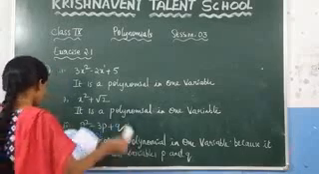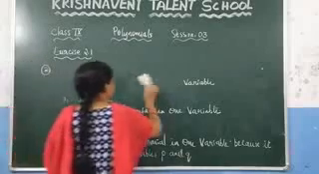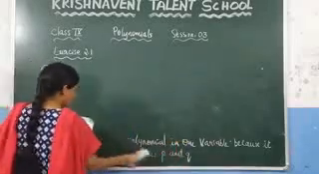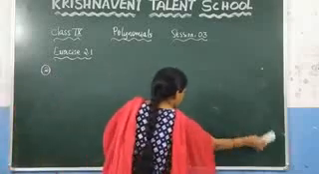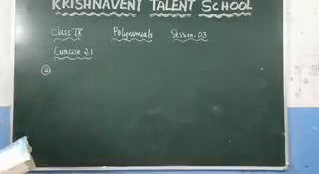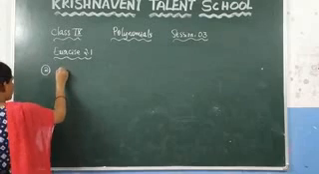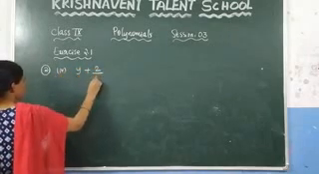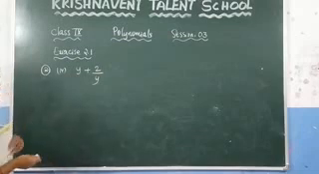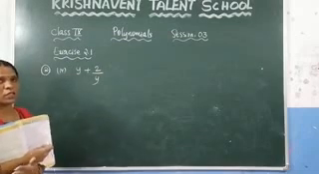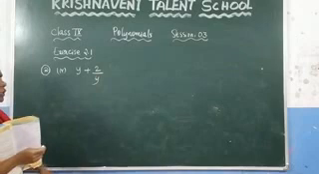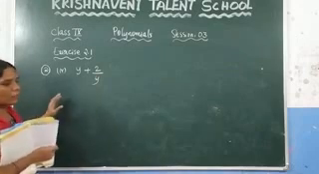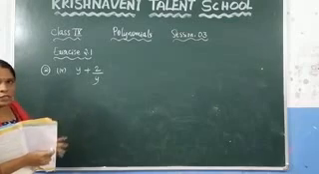Now see the next question, the fourth question. What is the fourth question given here? 5 plus 2 by y. Now first you need to check whether it is a polynomial or not. To check if it is a polynomial, you need to check the powers of the variable. What should the powers of the variable be? It should be a positive integer.